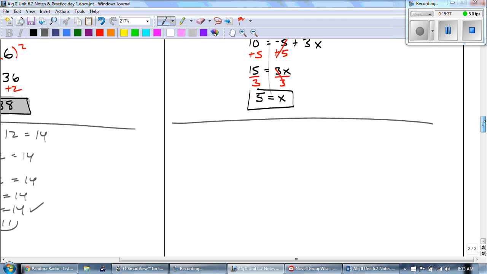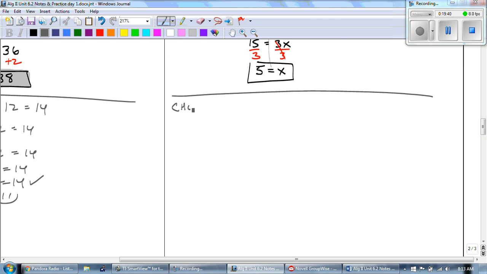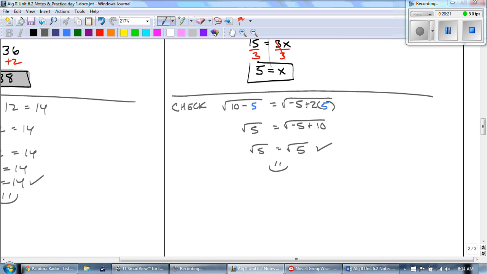Okay, now prove it. Well, how do I prove that that's the right answer? By doing the check. Okay, so we have 10 minus x, which is 5. And then on the other side, we have negative 5 plus 2 times x. So the left side is kind of easy. 10 minus 5, well, that's just 5. I'm done. On the other side, we have negative 5 plus 2 times 5 is 10. And then negative 5 plus 10 is 5. So, woohoo! We got it right. X equals 5.